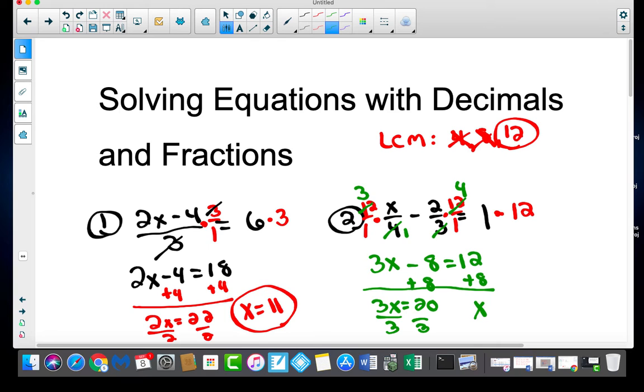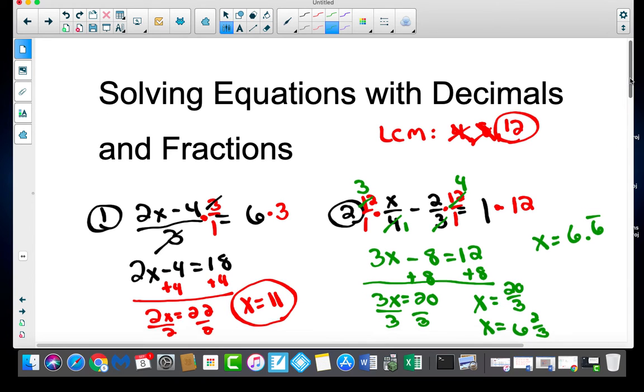And I will get x equals, you could say, 20/3 if you like. Some of you would rather say x equals 6 2/3, and that's fine. If you really have to long divide, you're allowed to. I wouldn't recommend it. I think it's unnecessary work. It would be 6.6 repeating.